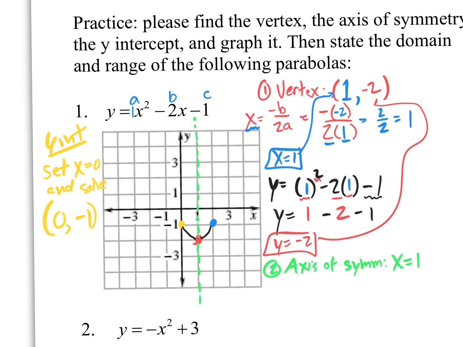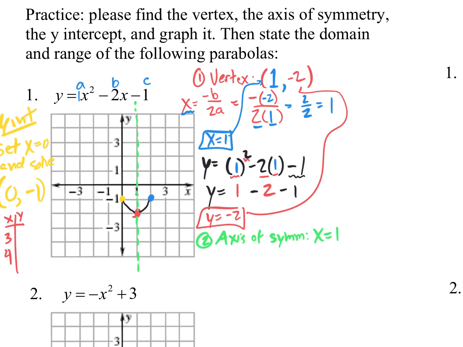If you wanted more points, you could go to an input-output table, XY table, and plug in more numbers, maybe like 3 or like 4, or even easier, you could recognize that the A value is 1. So when the A value is 1, you could use a pattern. When A equals 1, you can use 1, 1, 2, 4, 3, 9 from the origin.